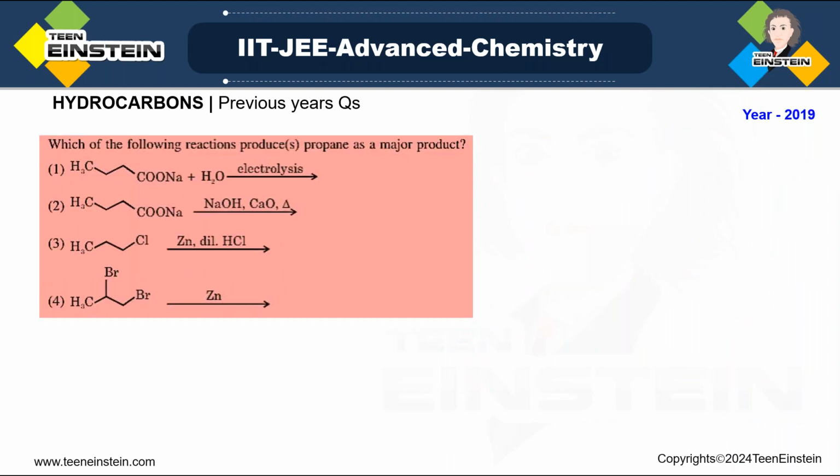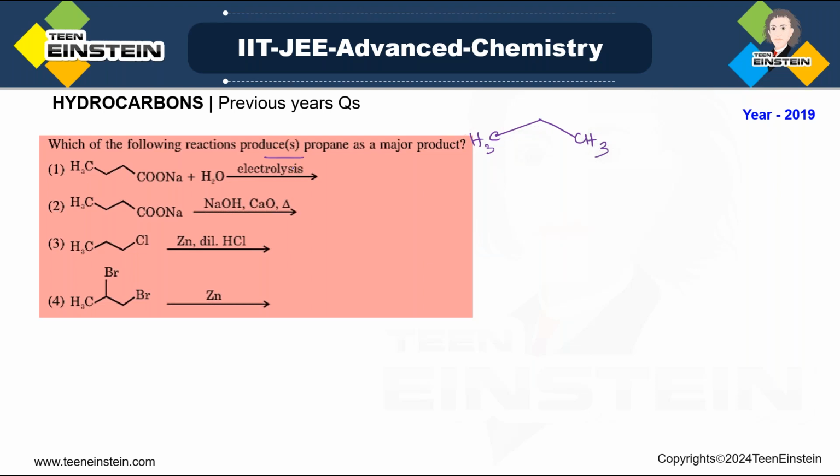Which of the following reactions produces propane as a major product? So propane as a major product means for each reaction you should get CH3CH2CH3. Or produces means one option may be correct, or more than one option may be correct. Now it has to be the major product.